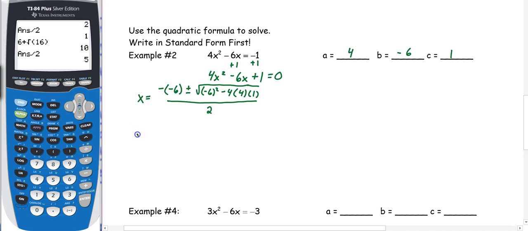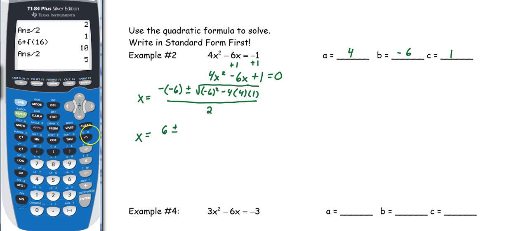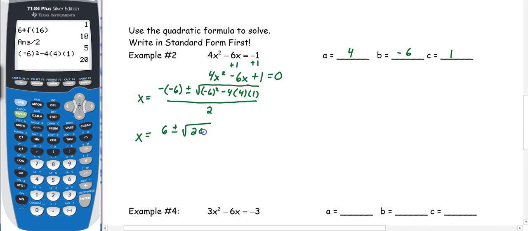So this time, when I simplify, I get x equals 6 plus or minus. I need to figure out what's going to go underneath that radical, so negative 6 squared. Make sure that you put the negative 6 in parentheses, otherwise it will square it wrong and give you a negative when it should be a positive. Minus 4 times 1. So we get plus or minus the square root of 20 all over 2 times the a value, which in this case is 2 times 4, which gets us 8.